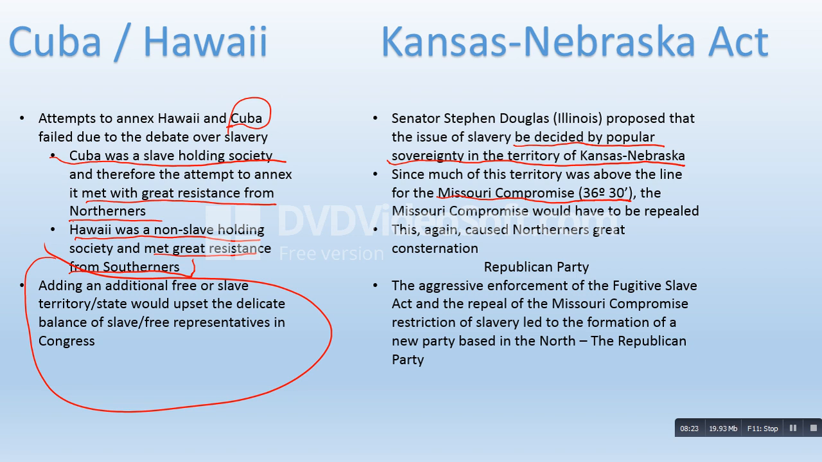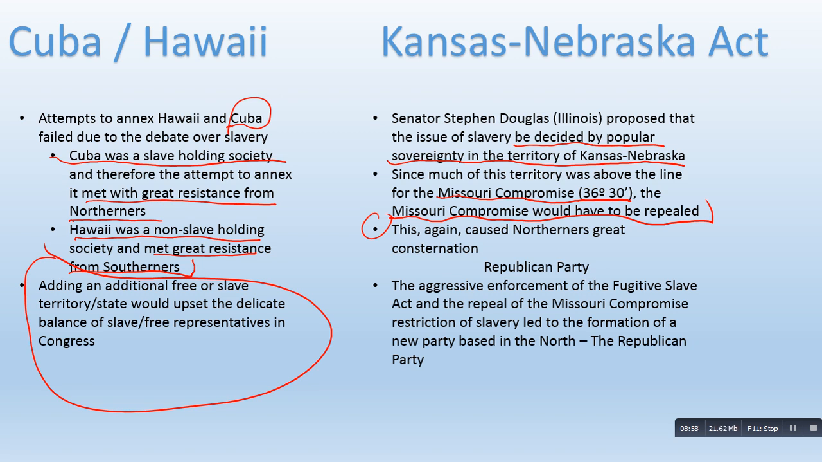Well, if the Kansas-Nebraska Act went through, the Missouri Compromise would have to be repealed. Again, Northerners were very, very upset. And eventually, all this led to the emergence of the Republican Party. Now, this is the mid-1800s, and what is now the Republican Party is very different from what it was then. Same with the Democratic Party. They've gone through lots and lots of changes. So don't think of modern-day Republicans or Democrats, but this is the origin of the Republican Party.